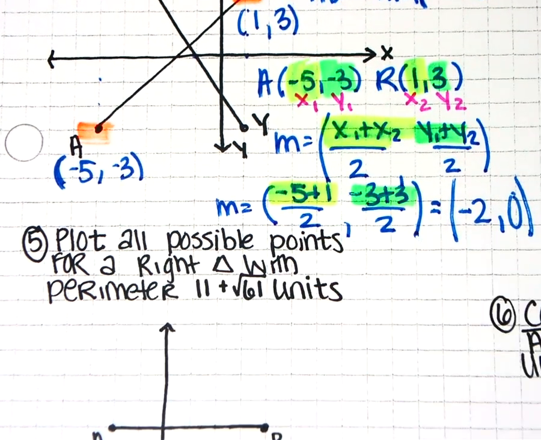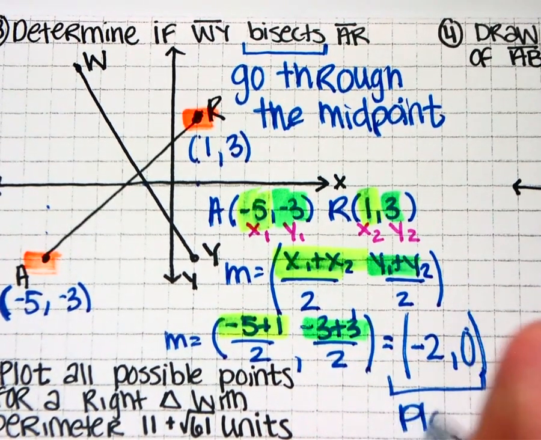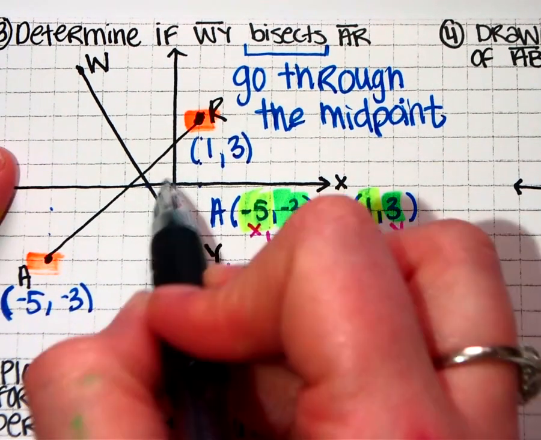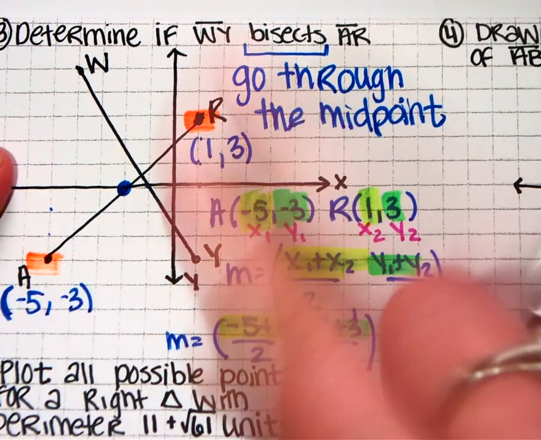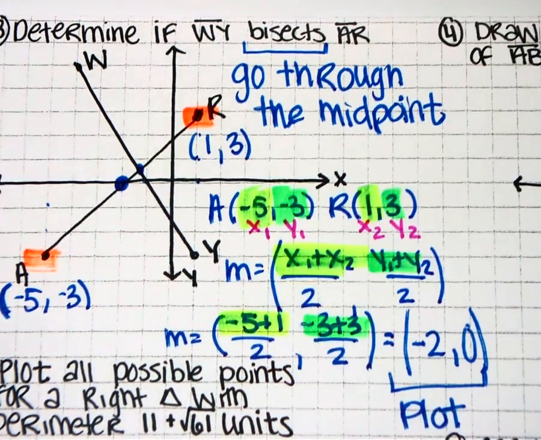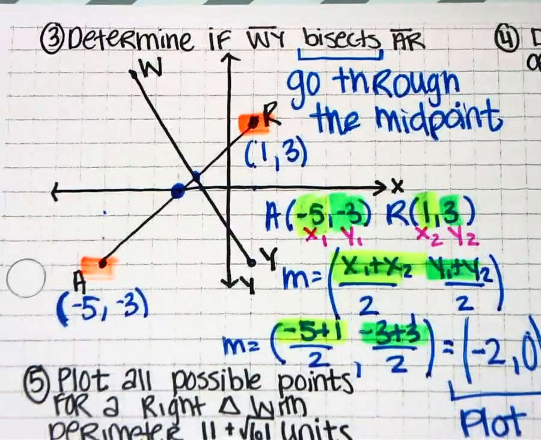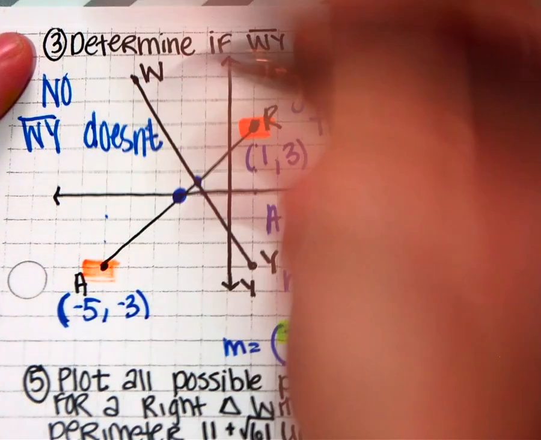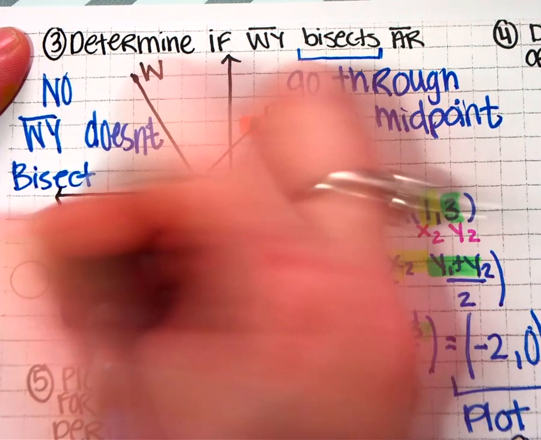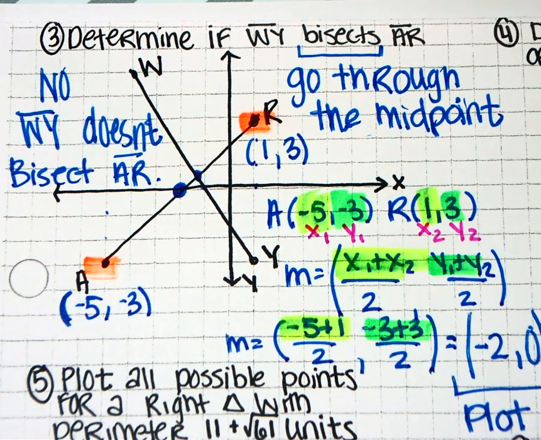What you're going to do from here is just plot the midpoint. So we calculated the midpoint, so we're going to just plot it. Negative 2, 0 is located here. The middle of AR is here. WY crosses here. It does not go through the midpoint, so if we're determining if it's a bisector, the answer is no. WY doesn't bisect segment AR. If it doesn't go through the middle, it's not a bisector.